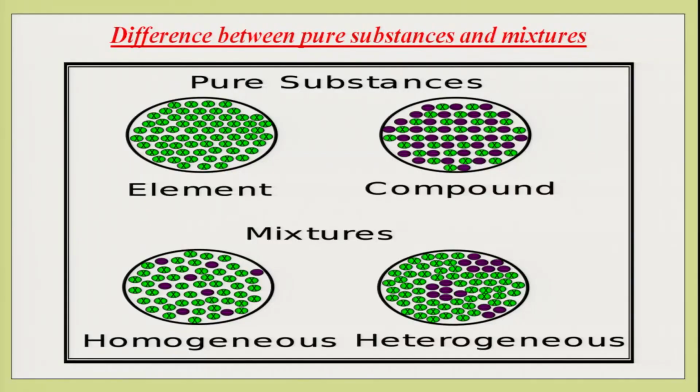As you can see on your screen, pure substances have a proper arrangement. Look at the mixture. Elements are made up of the same kind of particle. Compounds are where particles or atoms are combined in a definite ratio. Whereas in a mixture, it's a random manner, a random quantity.